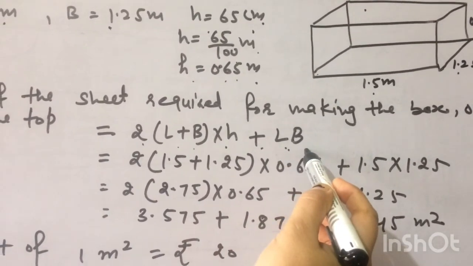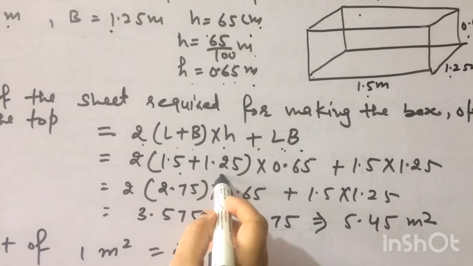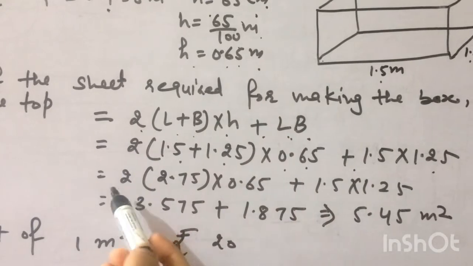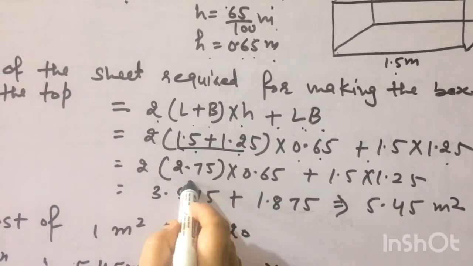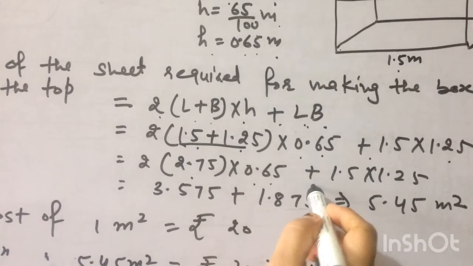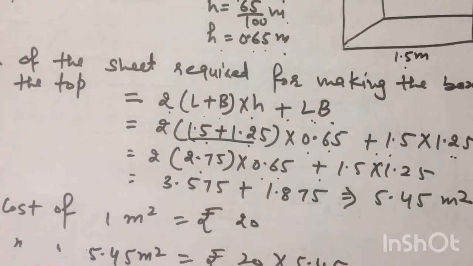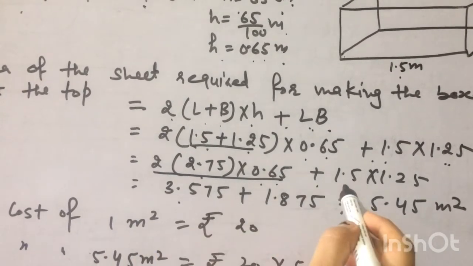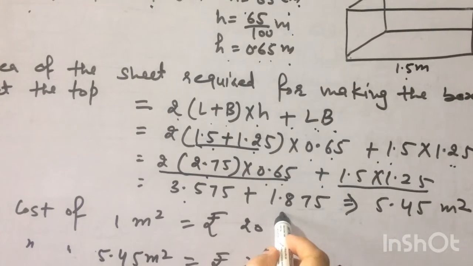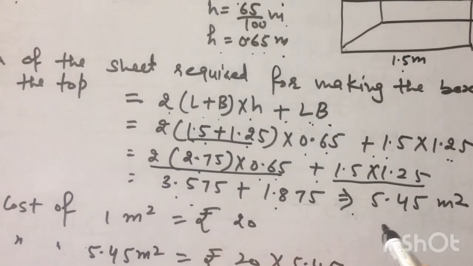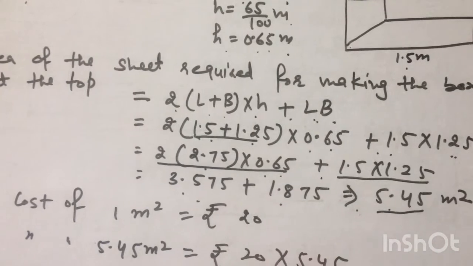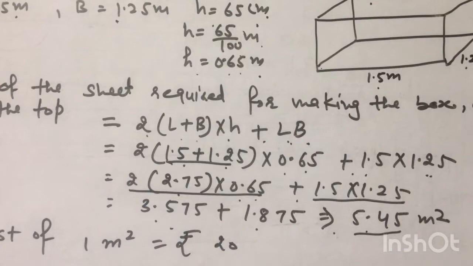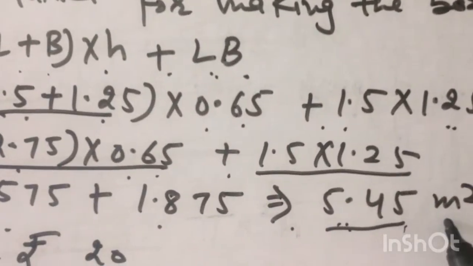Now we have to put all the values here. 2 into (1.5 plus 1.25) into 0.65 plus 1.5 into 1.25. When we add this, we get 2 into 2.75 into 0.65 as it is plus 1.5 into 1.25 as it is. Now multiply these three, we get 3.575, plus multiply these two, we get 1.875. So when we add these two terms, we get 5.45 meter square. So area of the sheet required for making the box that is open from the top is 5.45 meter square.